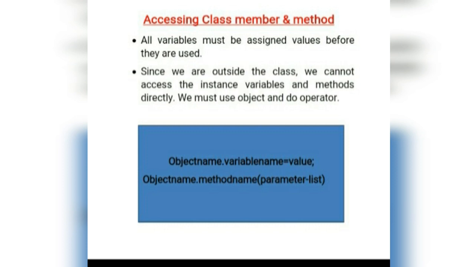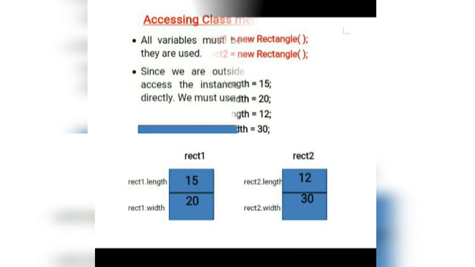Now here I have given you the syntax, that is object name dot variable name is equal to value. That means this variable name is inside a class, and here I have called it outside the class by using a dot operator with an object of the particular class. And for accessing the method, which is the behavior of a class, using the dot operator, that is object name dot method name, and whatever the parameter list that we are going to pass in this parenthesis.